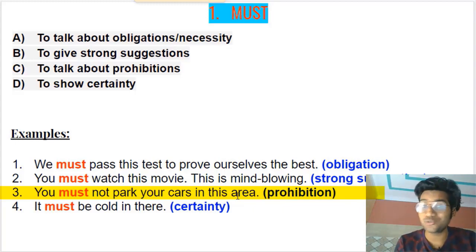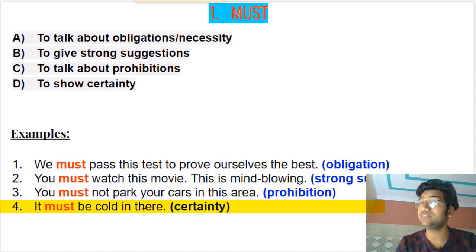We can also use must to talk about the certainty of an event. For example, it must be cold in there. It must be cold in Shimla. I'm quite certain about it. Let's suppose we are talking and you're asking how's the weather in Delhi and I go, it's quite all right. It's not hot. It's not cold either. It's somewhere in between. But I know it must be cold in Shimla. It must be. I'm quite certain about it.